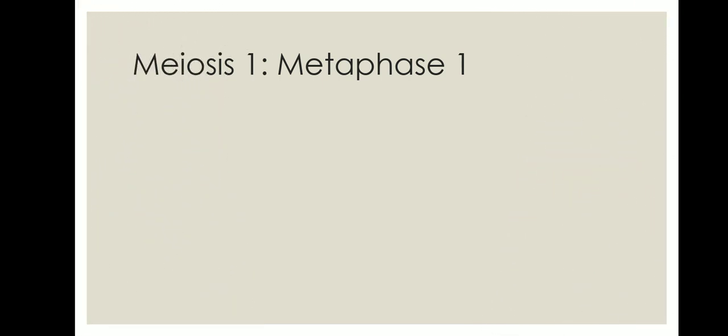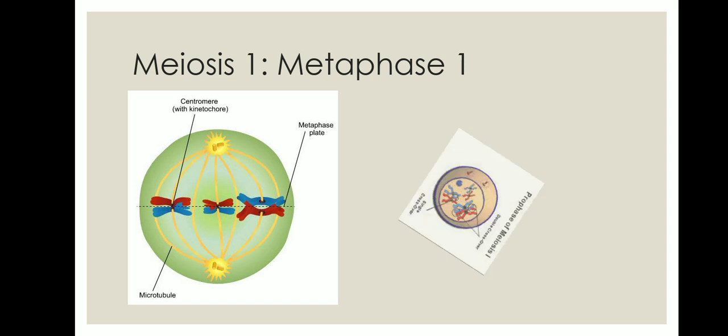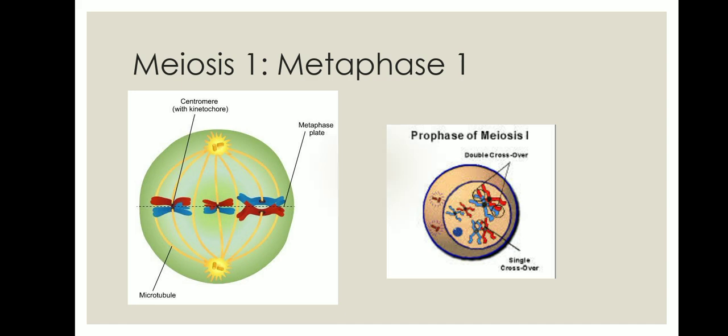Metaphase 1. Here, the synapsed chromosomes align at the equator of the cell. The chromosomes align randomly, which results in different combinations each time meiosis occurs. Anaphase 1.